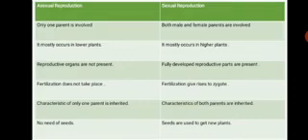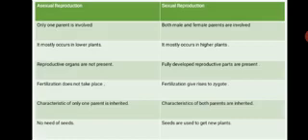In asexual reproduction, reproductive organs are not present, but in sexual reproduction, fully developed reproductive parts are present. Fertilization doesn't take place in asexual reproduction, whereas fertilization takes place in sexual reproduction, which gives rise to a zygote. When the male sperm and the female egg fuse with one another, they form a zygote.